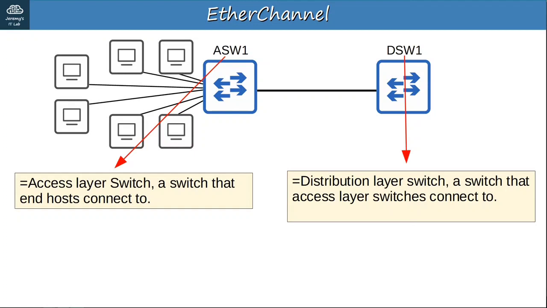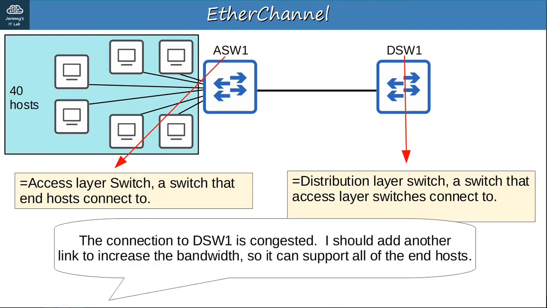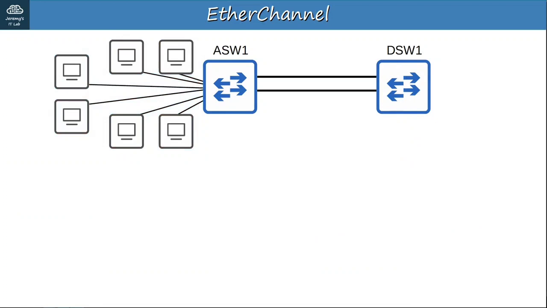For this demonstration, let's say there are many end hosts connected to A switch 1, let's say 40 hosts, and they are all trying to access the internet to do their work. The network administrator notices that the connection to D switch 1 is congested, so he decides that he should add another link to increase the bandwidth, so it can support all of the end hosts. So the network admin adds another link and monitors the situation.